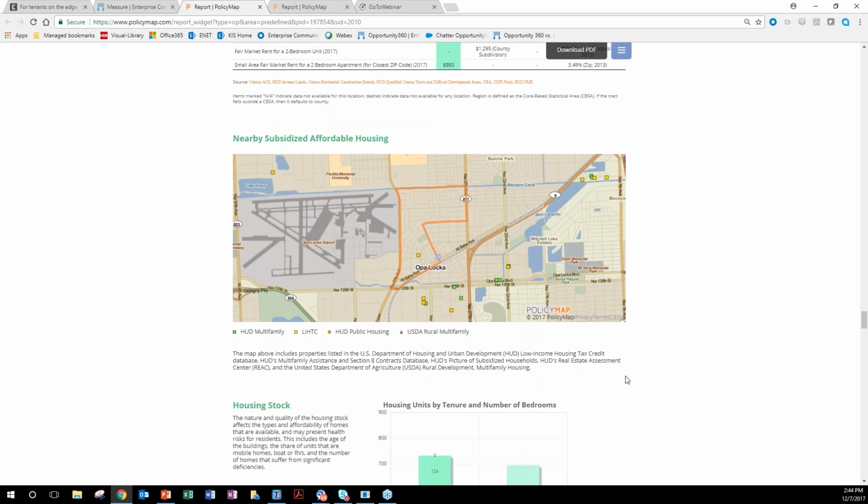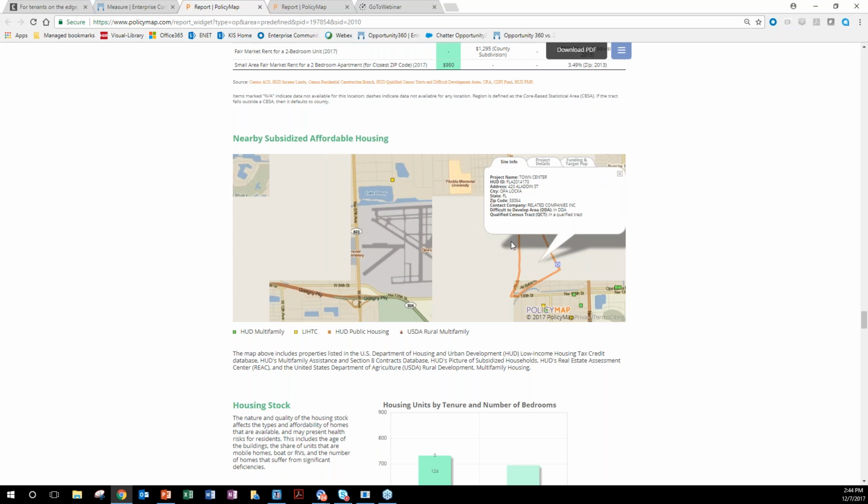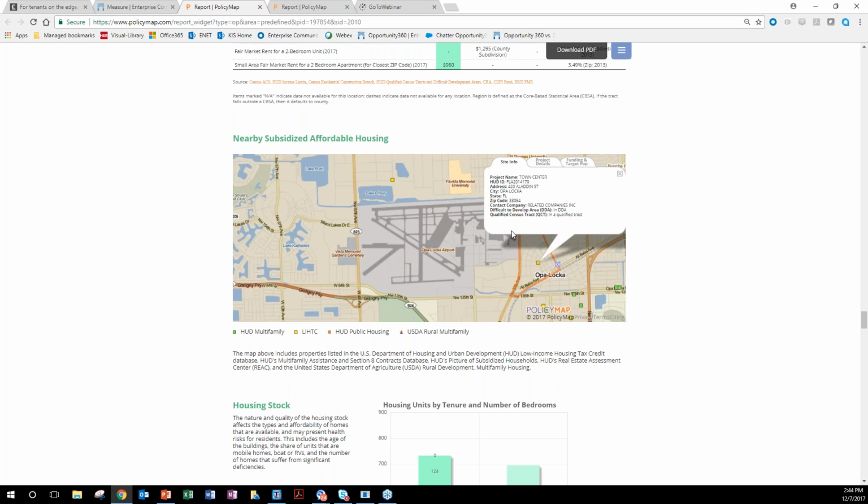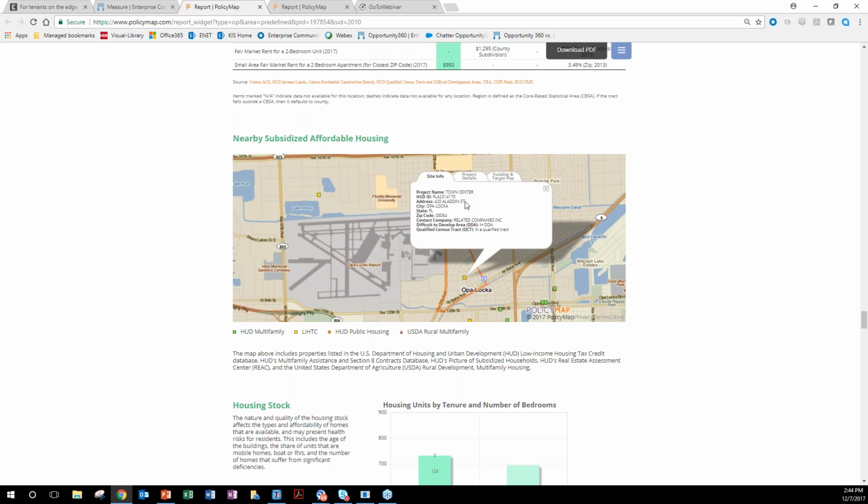It also gives you here where is the nearby affordable housing in that community. So if you look in here, there's not a whole lot of federally subsidized affordable housing. It looks like there's one LIHTC property there. And if you click on that, actually I think you have to double click on it, it gives you all the information about that particular unit. So this gives you more information about that development.